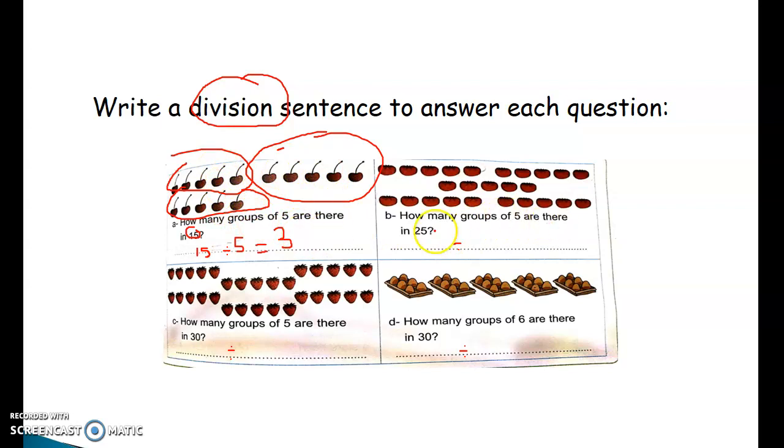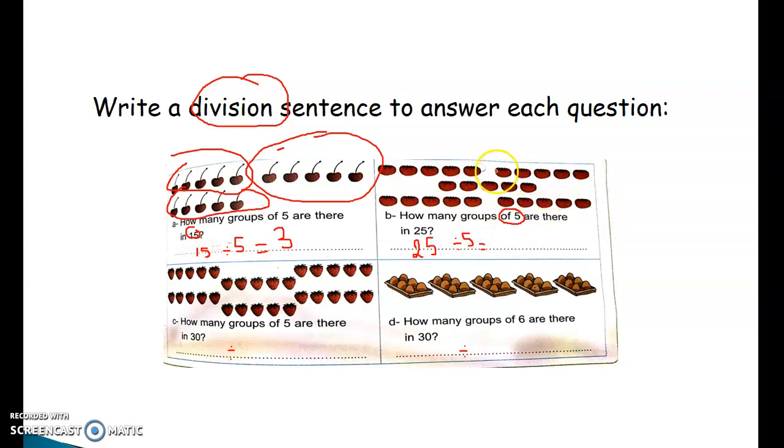How many groups of 5 are there in 25? 25 is the total number of tomatoes. So we have to start with 25. I can't start with 5. We have to start with the total number, 25. Okay. So 25 divided by which number? How many groups of how much? Of 5. So divided by 5. Let's circle every 5 tomatoes together.